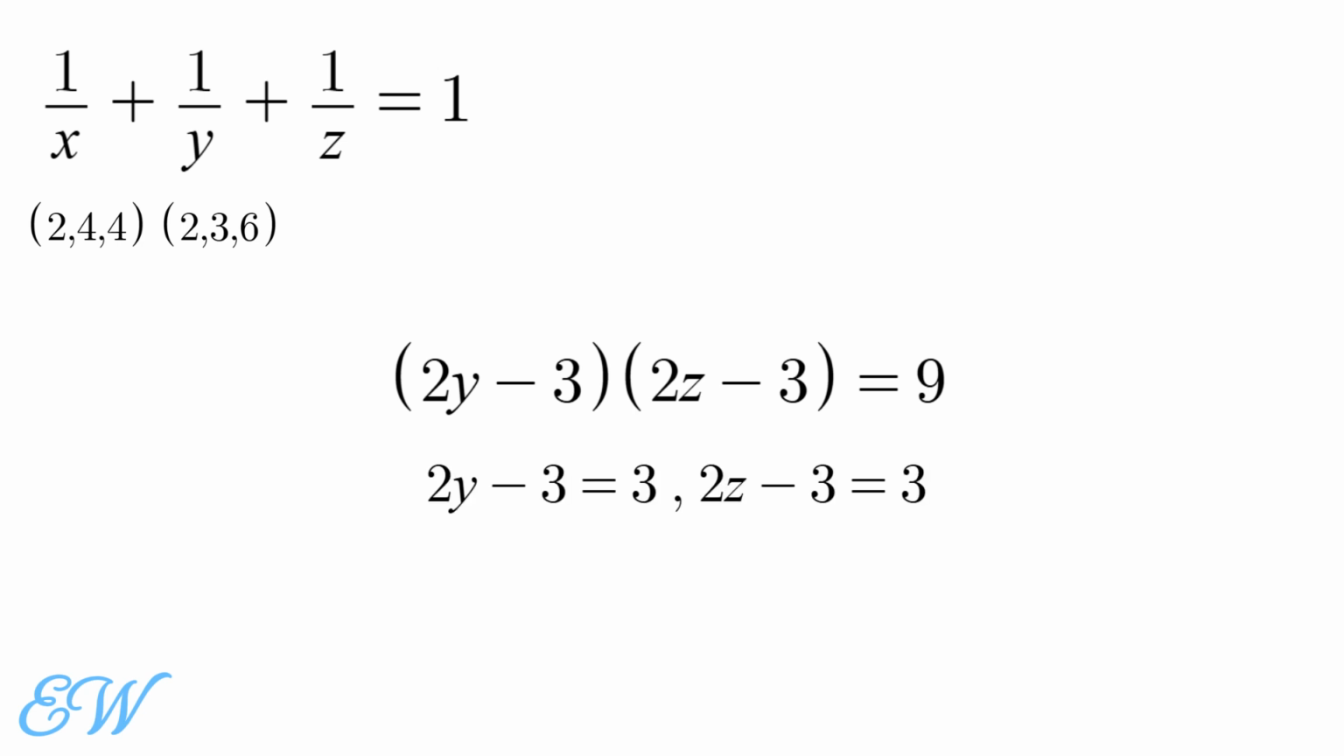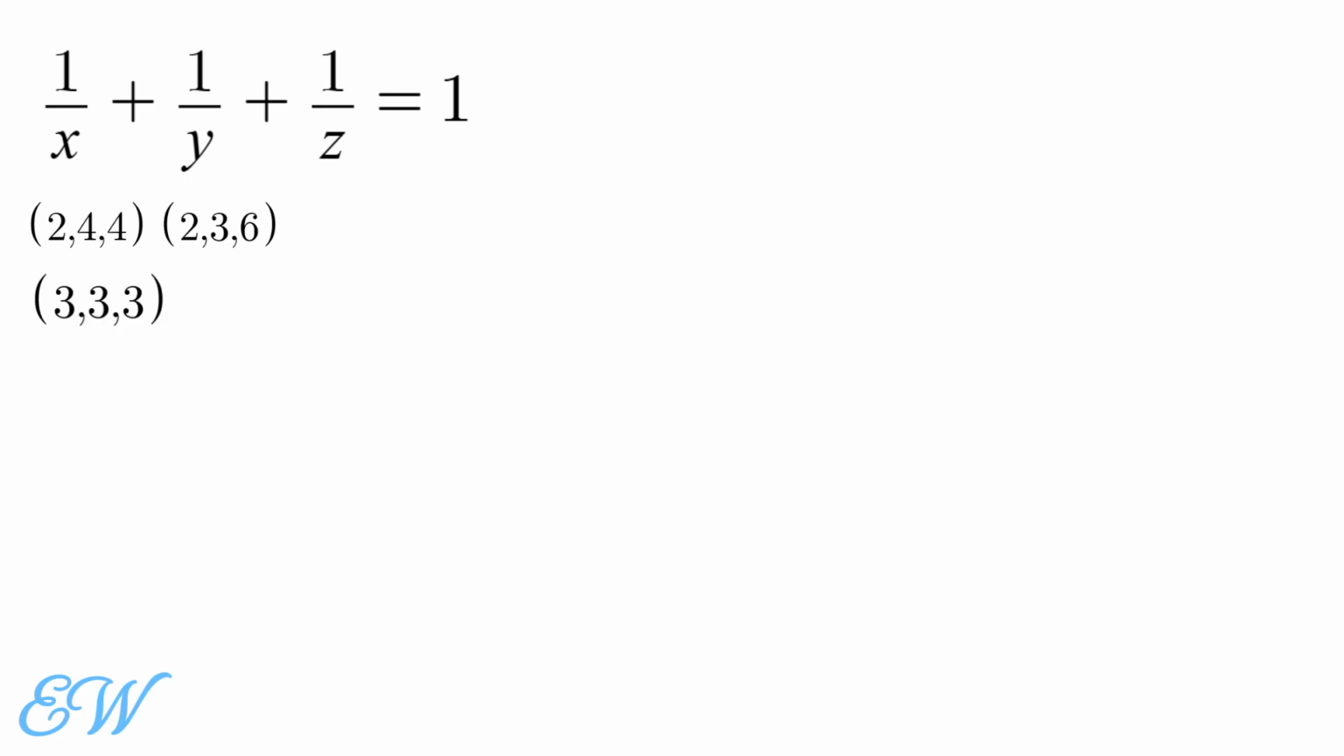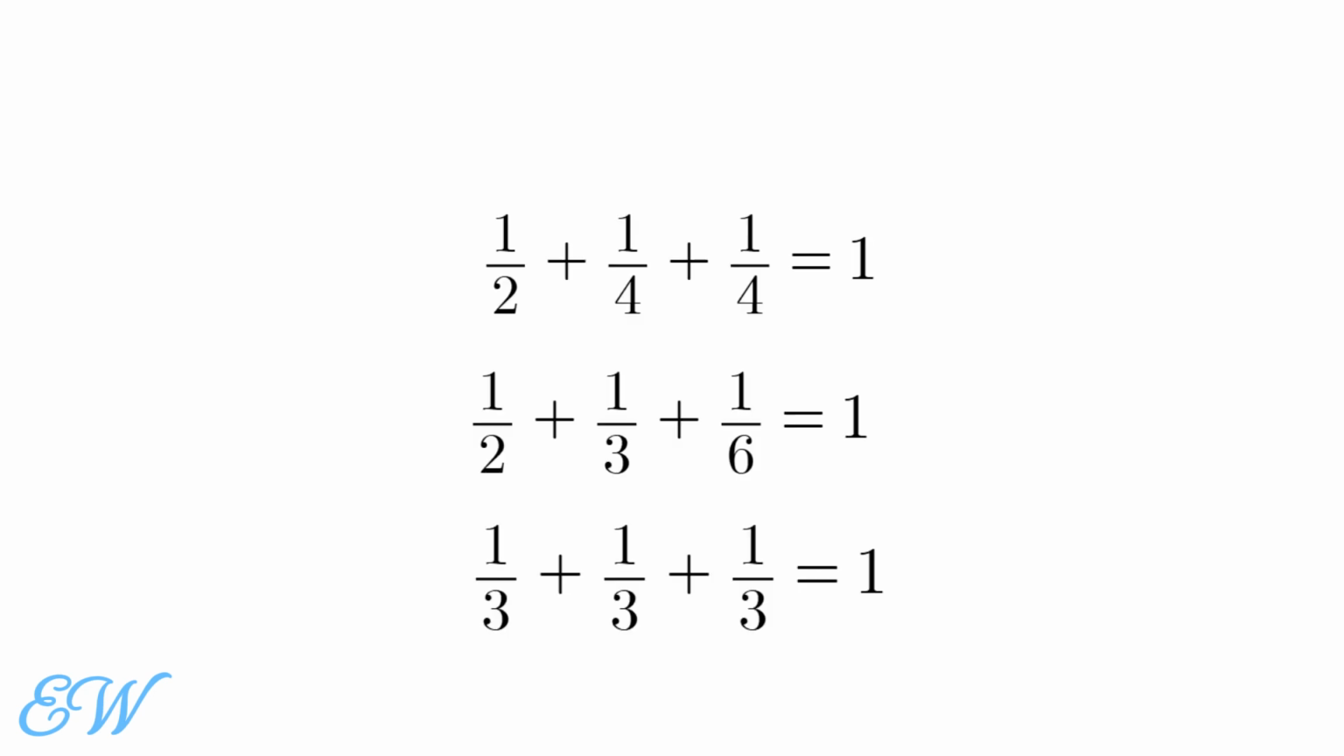Now we have only one possible case here, which is 2y minus 3 equals 3 and 2z minus 3 equals 3. This means that y, z, and x all being 3 is one of the solutions to this equation. So we have gotten all three sets of answers to this equation, so we can start to plug the answers back in to check if our answers are right. And these are the answers plugged in. From this, you can see that all the answers are correct and we have gotten our answer.